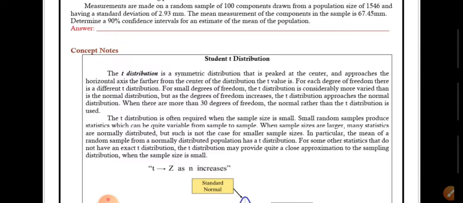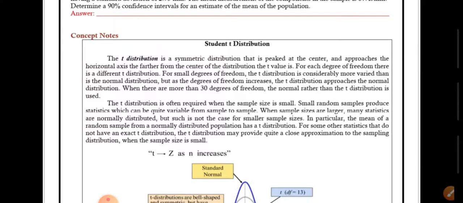The t-distribution is often required when the sample size is small. Small random samples produce statistics which can be quite variable from sample to sample. When sample sizes are larger, many statistics are normally distributed, but such is not the case for smaller sample sizes. In particular, the mean of a random sample from a normally distributed population has the t-distribution. For some other statistics that do not have an exact t-distribution, the t-distribution may provide quite a close approximation to the sampling distribution when the sample size is small.